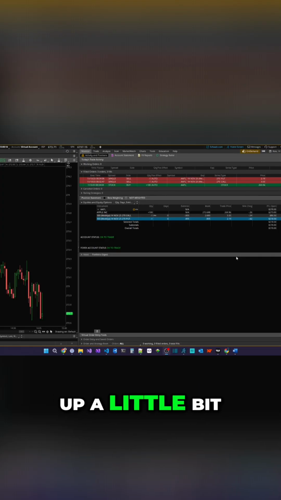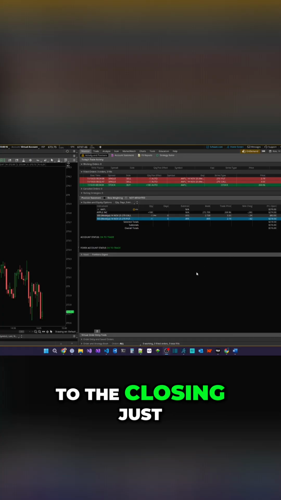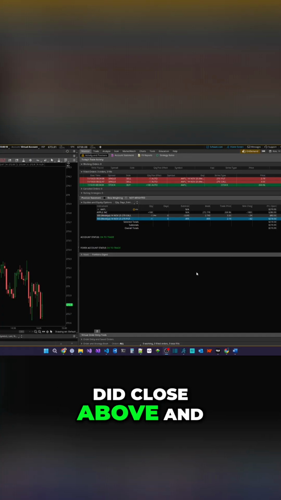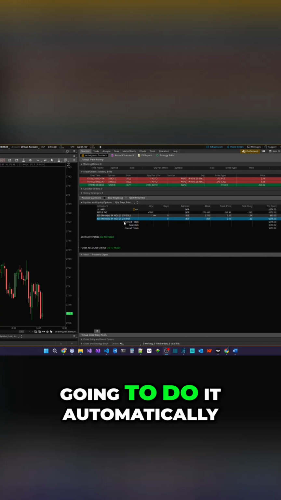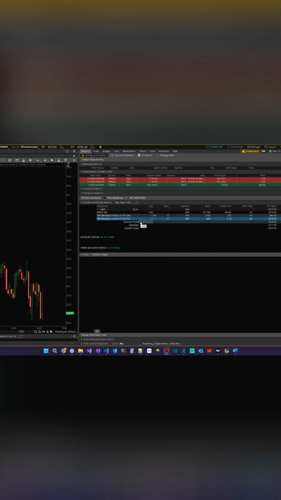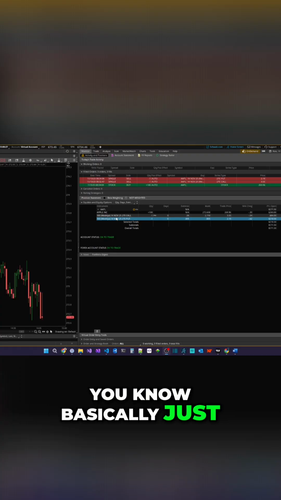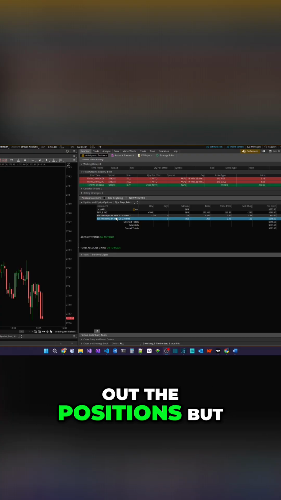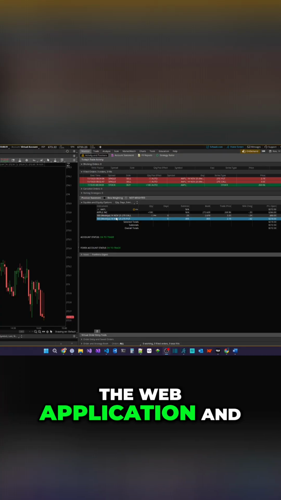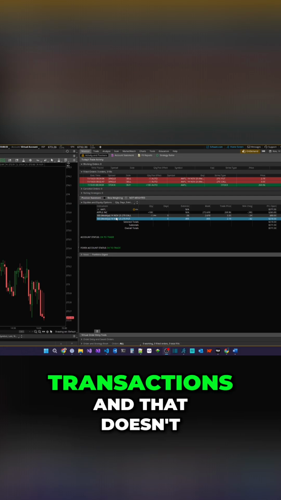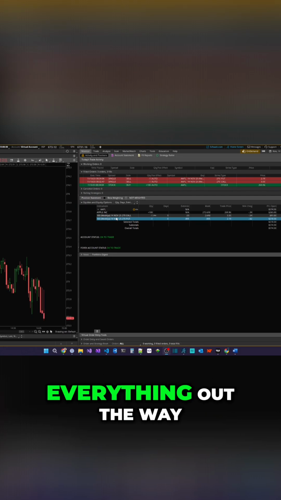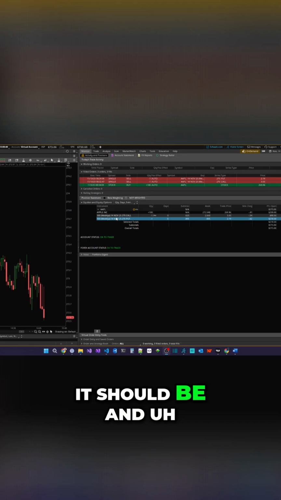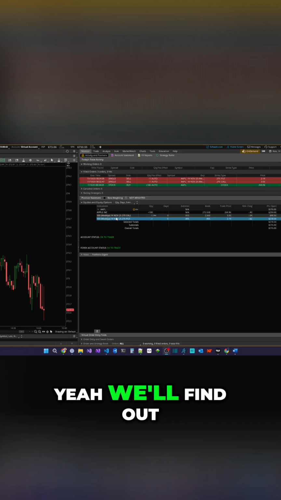So I've sped it up a little bit, so we will get to the closing just to prove that it did close above 270. And then since we're on demand, it's not going to do it automatically. So we're going to basically just simulate that it closed out the positions. But furthermore, we're going to go back over to the web application and track all of those transactions. And that doesn't do a simulation at all. It's actually calculating everything out the way it should be. And yeah, we'll find out how it ends and the results for all of that.